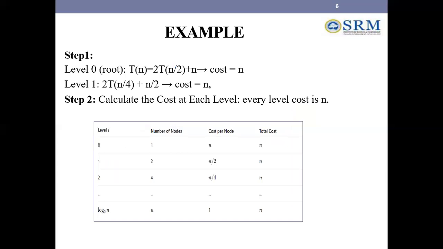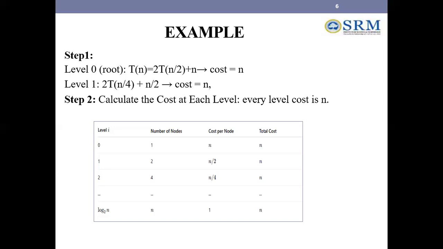First step, level 0, the root node. That is n, the number of elements in the root. T of n equals 2T of n by 2 plus n. So at level 0, the cost is n. At level 1, we have 2T of n by 4. Again the problem n by 2 is divided into two subproblems, so at that level we have four subproblems with n by 4 inputs. At that level the cost is n. The number of inputs is the same, so the total cost will be the same.